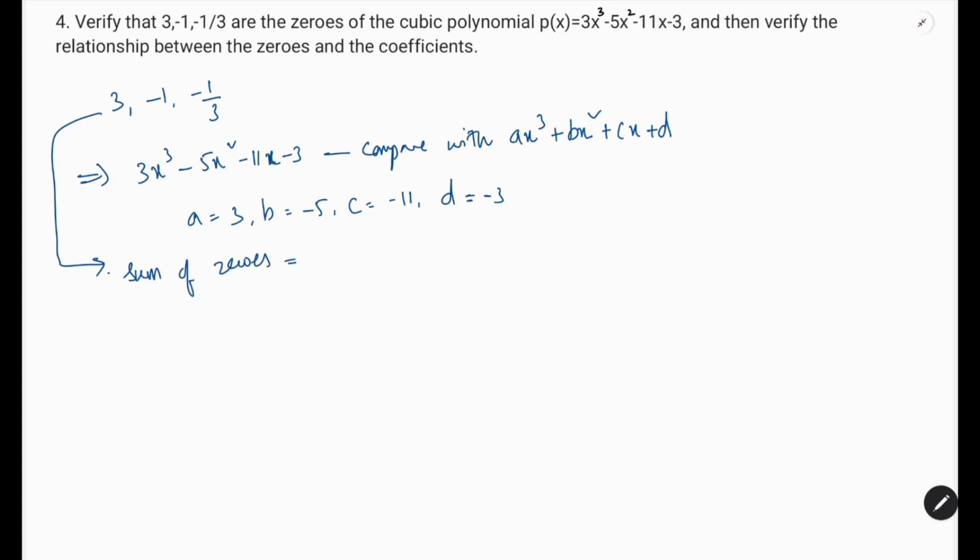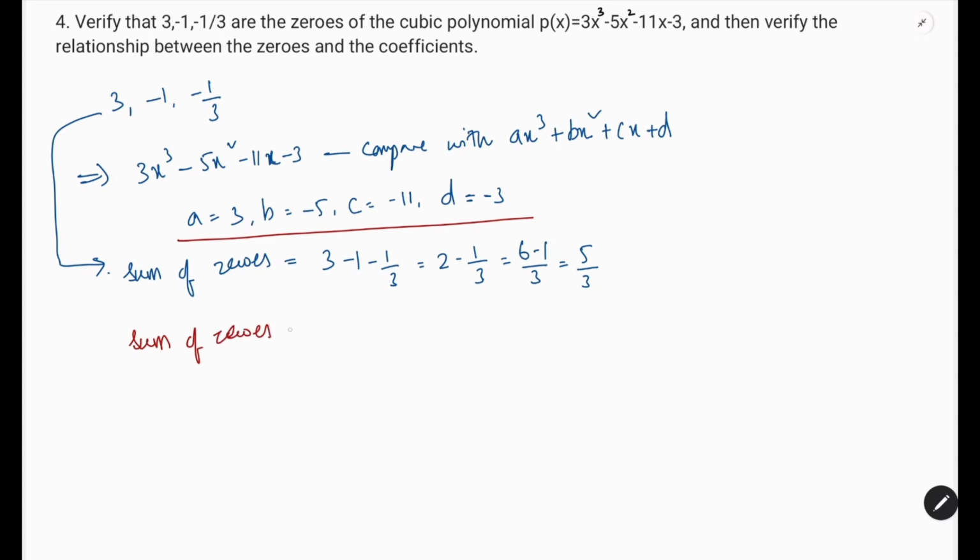From this we get the sum of zeros equal to 3 minus 1 minus 1 by 3, equal to 2 minus 1 by 3, equal to 3 2s are 6 minus 1 by 3, 5 by 3. But with this formula, sum of zeros is minus b by a. It is minus of minus 5 by 3, equal to 5 by 3. We got it same.